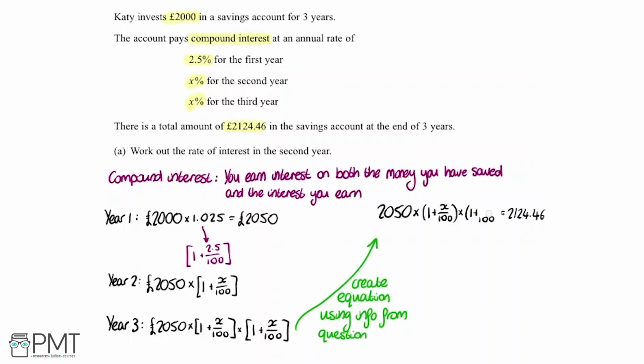So to write this a bit more simply, I'm going to rub this out. I'm going to write that. It means the exact same thing, but I'm going to write it as 1 plus X over 100 squared, because we're multiplying by it twice. Okay, great. So now what we need to do is solve this to work out what X is.